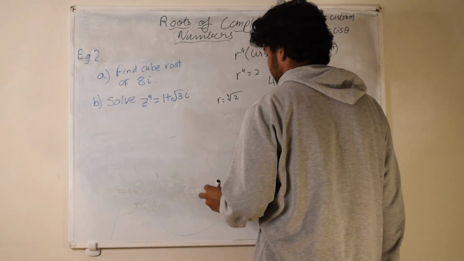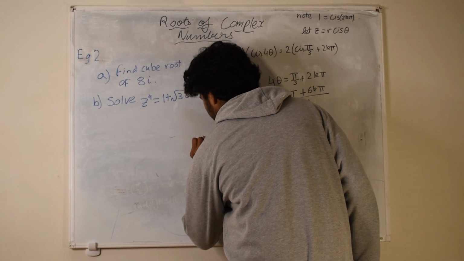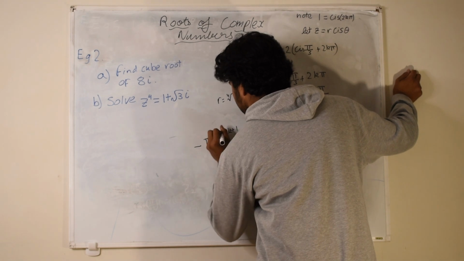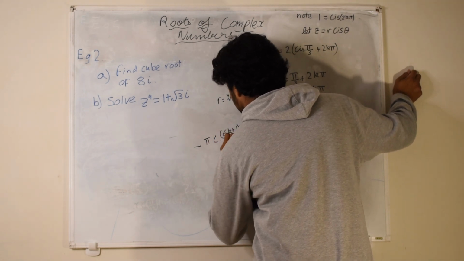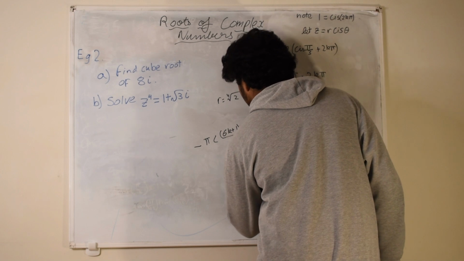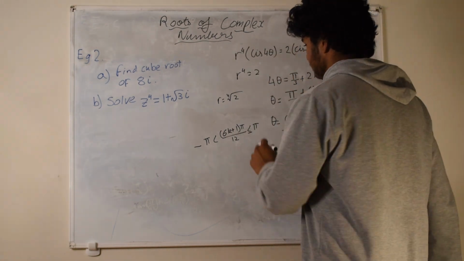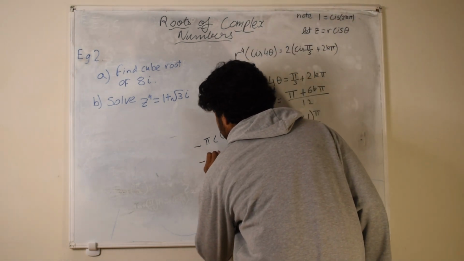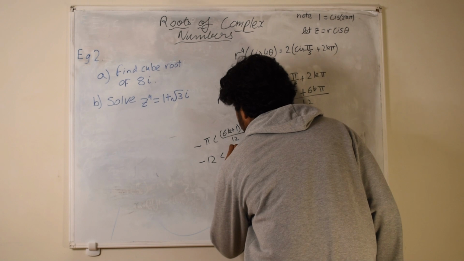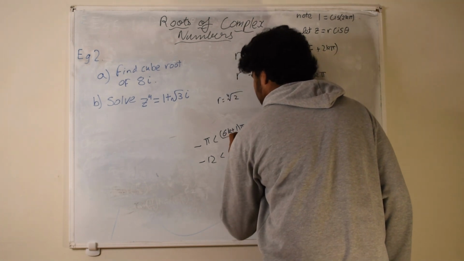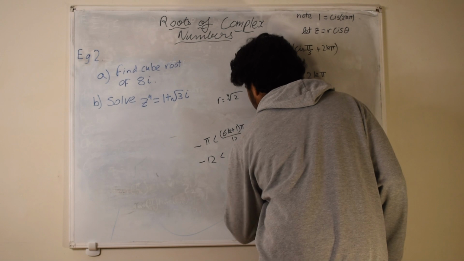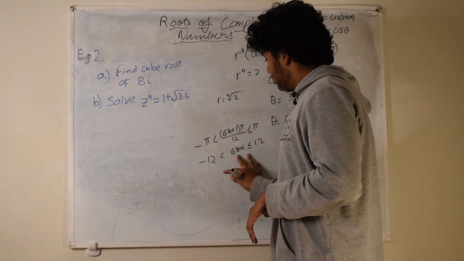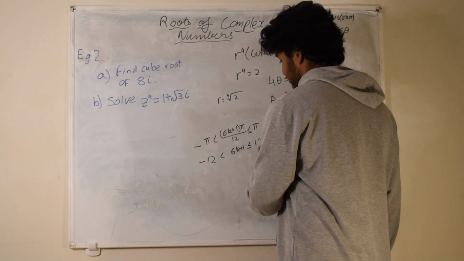Same thing. Come back into principal argument: negative pi is less than 6k plus 1 pi upon 12, less than or equal to pi. Same thing, multiply both sides by 12, divide by pi. Negative 12 is less than 6k plus 1, which is less than or equal to 12. For what values of k is the argument between negative 12 and 12?